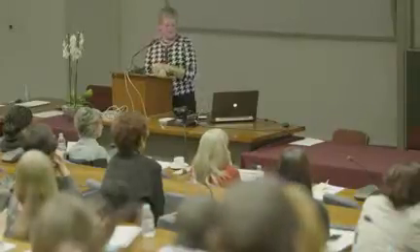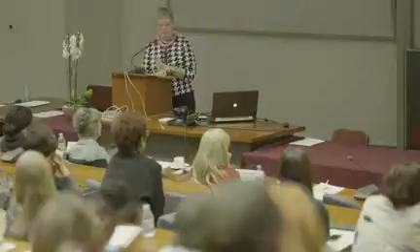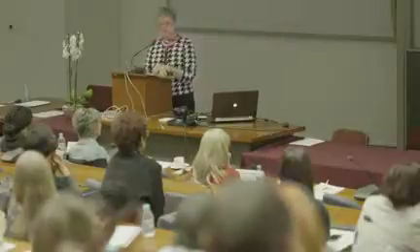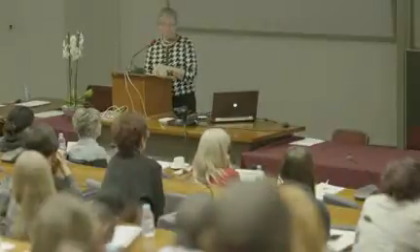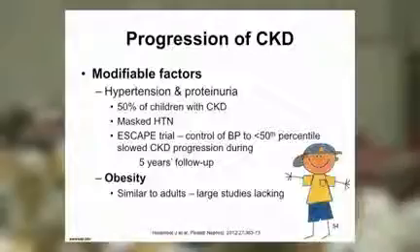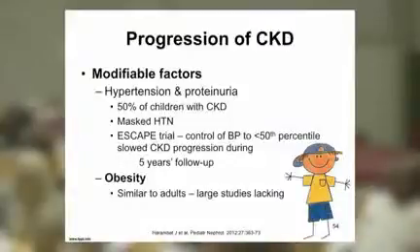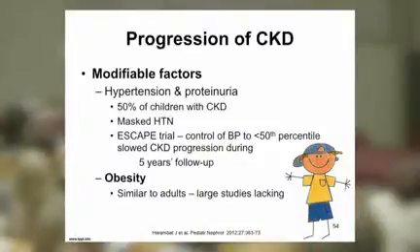There's an imbalance of residual nephrons and a higher demand, and also the altered endocrine physiology during puberty. Modifiable factors, and that's where we as dietitians definitely can play a role. Hypertension and proteinuria. It's found that about 50% of children with chronic kidney disease actually have hypertension, but often it's masked, so that they don't know.